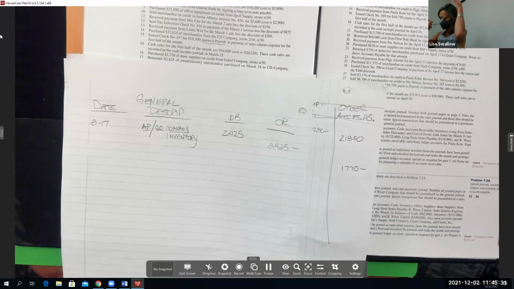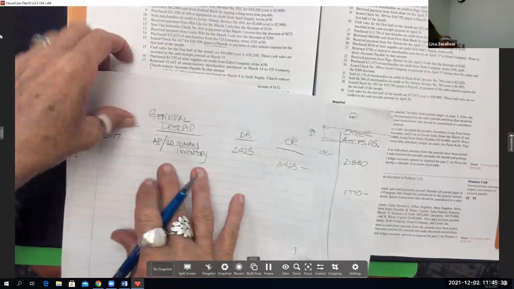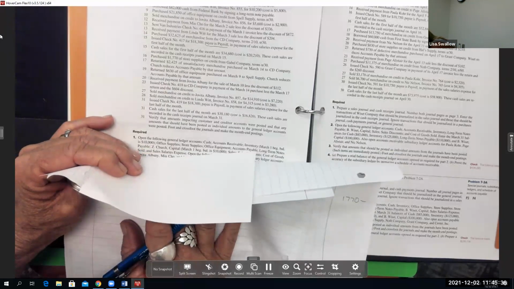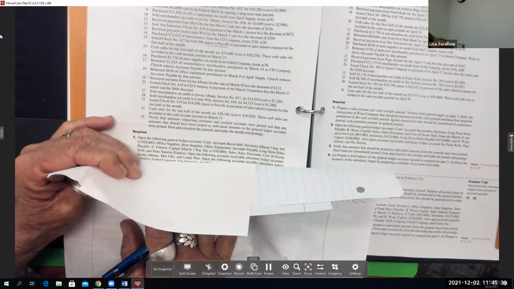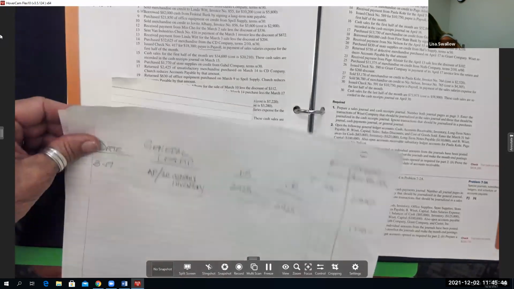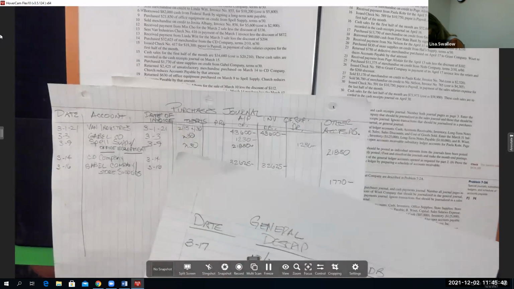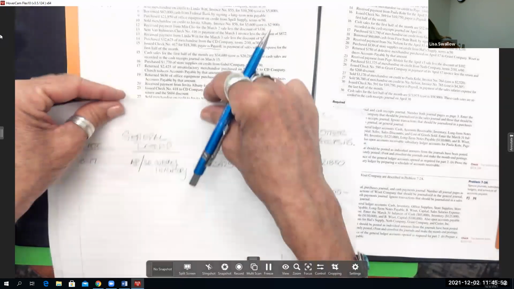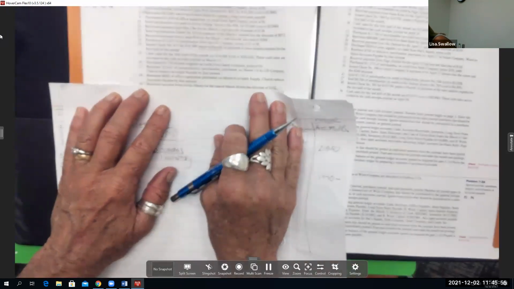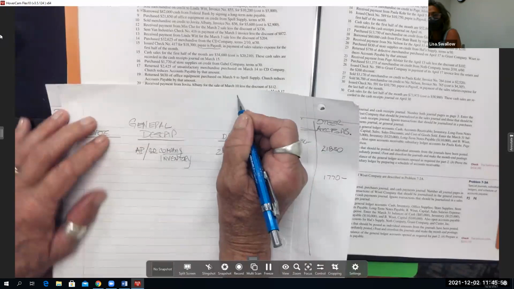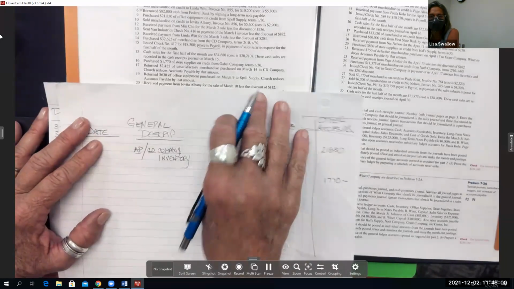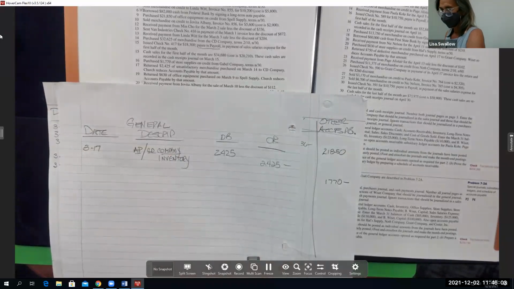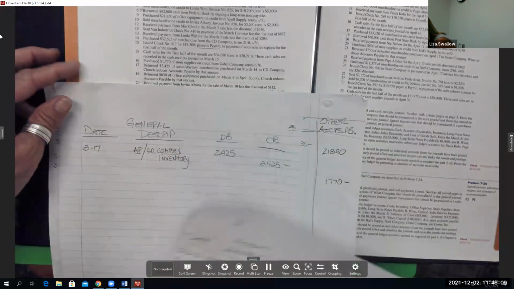All right, let's do one more. I'm going to pick one that's hard. Let's pop down and do the 20th. Let's see. On the 20th, I received payment from Hovita Albany for the sale of March 10th, less the discount of $112. So you choose the journal, enter it, and then we're gonna move to the next step.